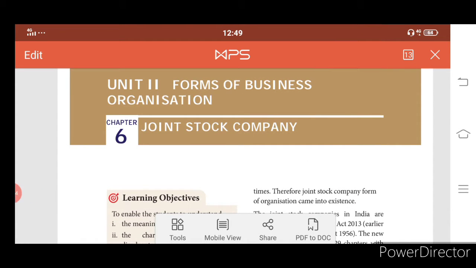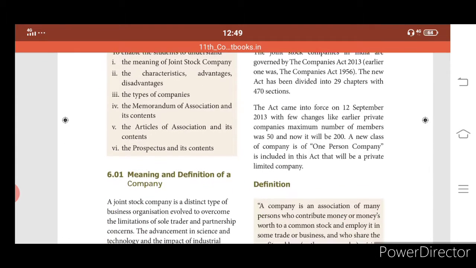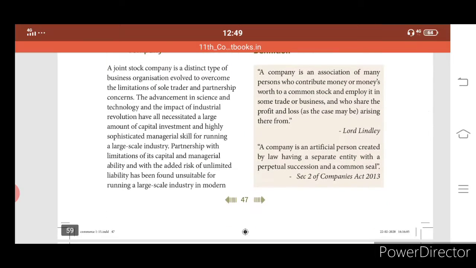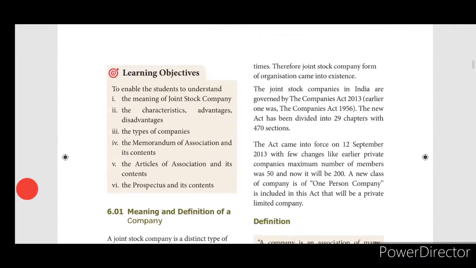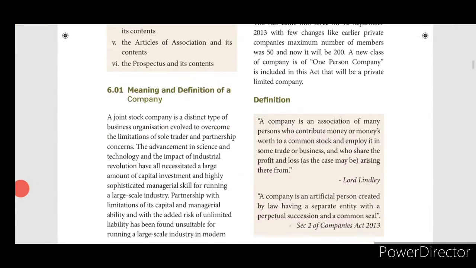So today's chapter is Unit 2, that is Forms of Business Organization. In that we're just seeing Chapter 6 of Joint Stock Company. I remember that I have already started this lesson and half of the lesson is already completed. So we'll just go for a quick revision.